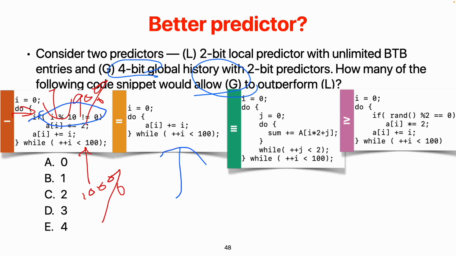How about this one? Is global going to do a better job or is local going to do a better job? They're about the same, and based on the time we need to train the global predictor, I would say local is probably slightly going to be better. How about this one? Who is doing a better job?